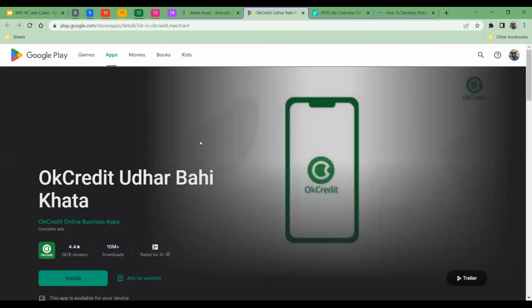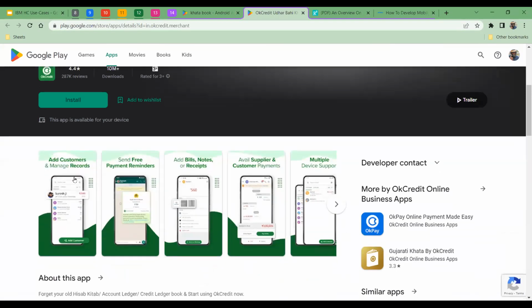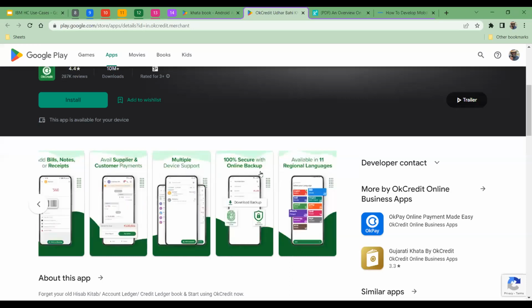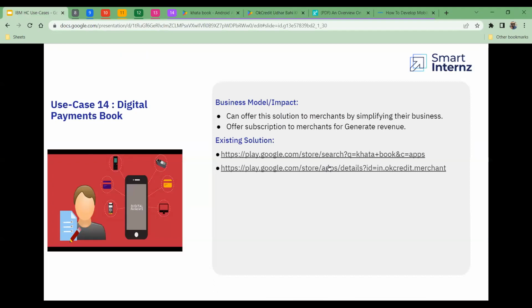And the second one we have is OK Credit. This is also similar to the Khata Book app, where they can have multiple customer records, payment reminders can be sent, and they can also add bills, and they can also have customers and suppliers. There is also a lot of language support in OK Credit. So these are all the existing solutions. If we can create something like this, that would be great for them.